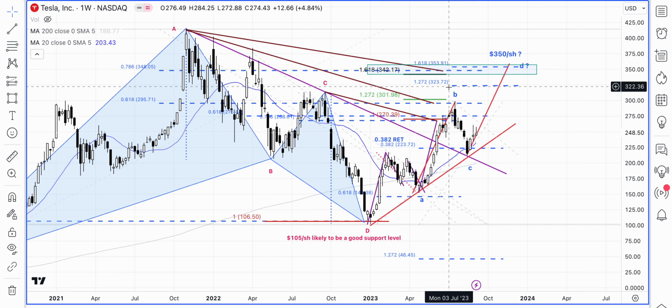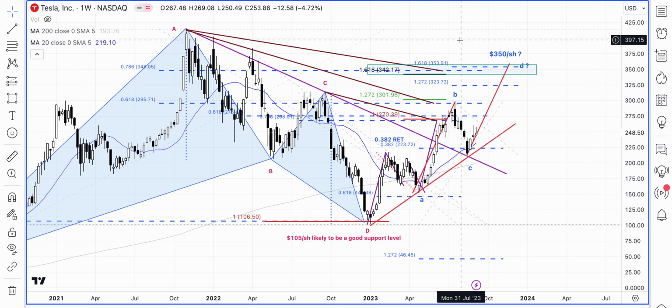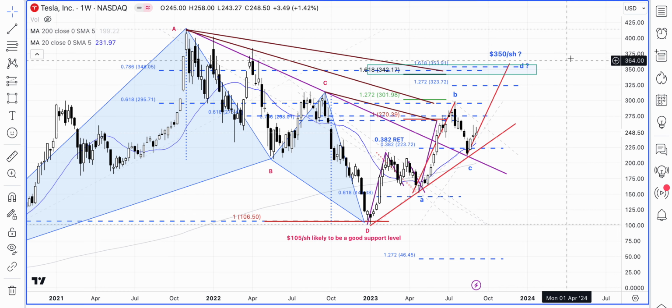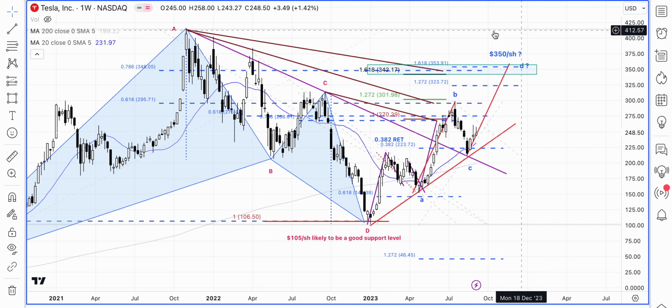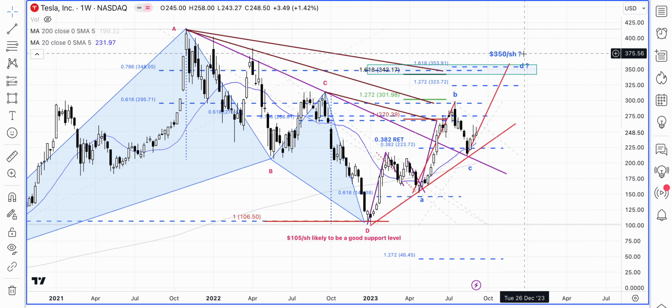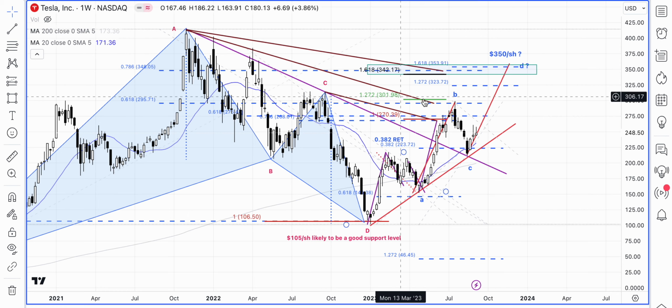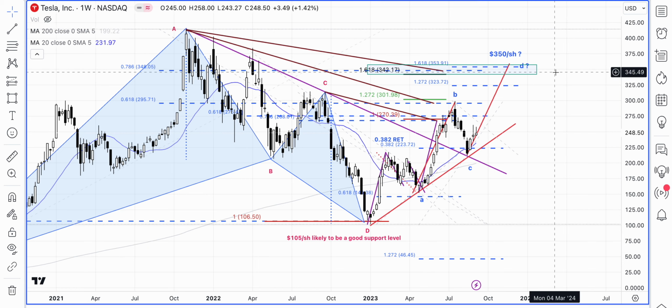We have a 1.618 extension, plus also a 1.618 Fibonacci expansion of this BC leg coming right here. So in my opinion, this is basically where the game is going to be played, whether the stock is going to find extreme resistance here and we get into a strong correction to the downside, or whether this was a bear market rally, is also going to be decided here at the $350 per share level that we will have to look at and assess.